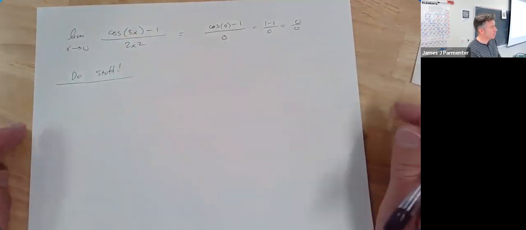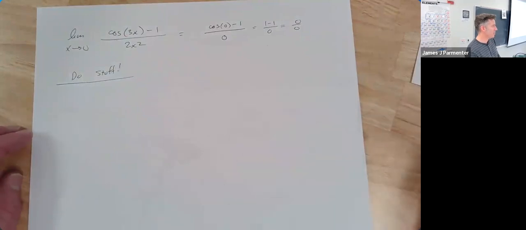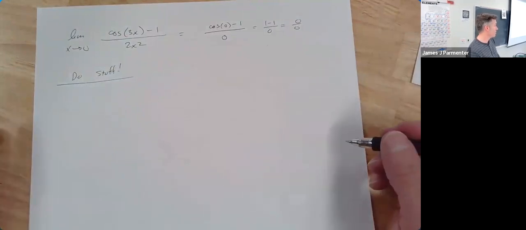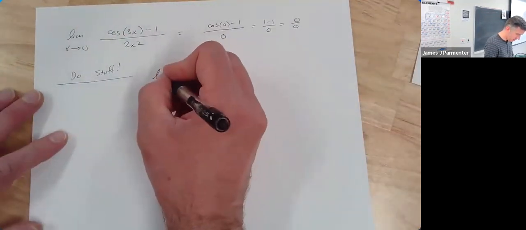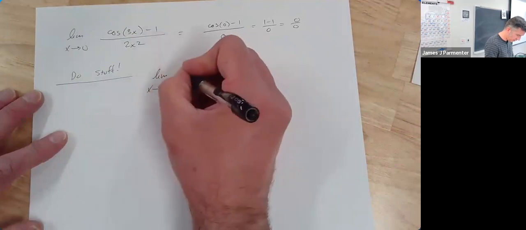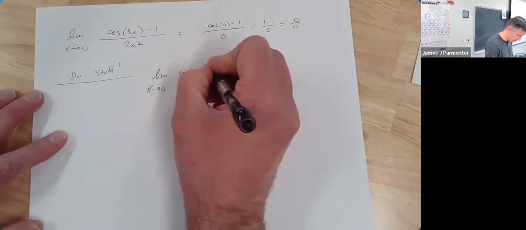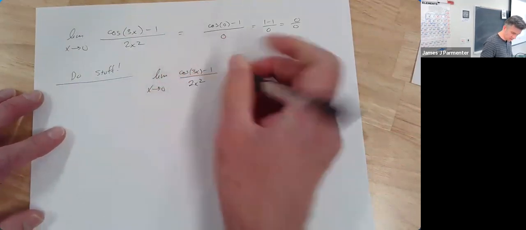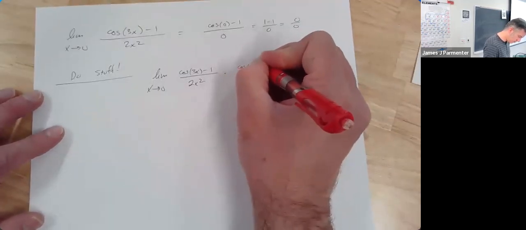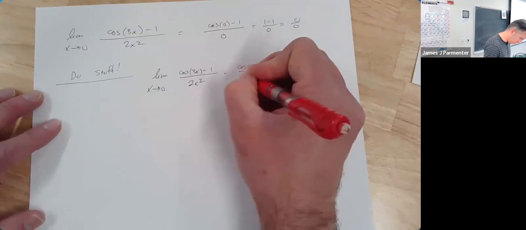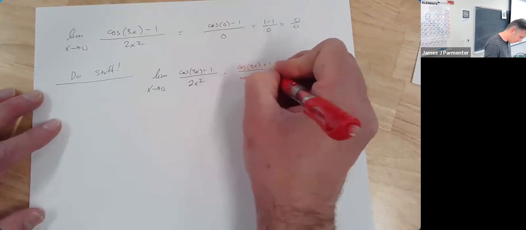In particular, when you see cosine minus 1 or 1 minus cosine, the stuff we do is multiply by the conjugates. It's kind of the only way to deal with it. So we're going to do the limit as x approaches 0 of cosine of 3x minus 1 over 2x squared times cosine of 3x plus 1 over the same cosine of 3x plus 1.